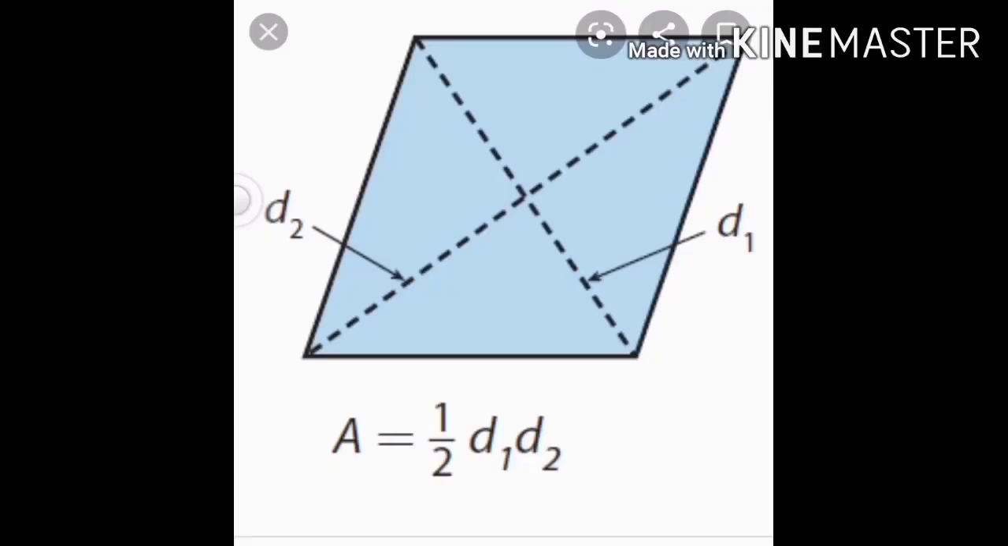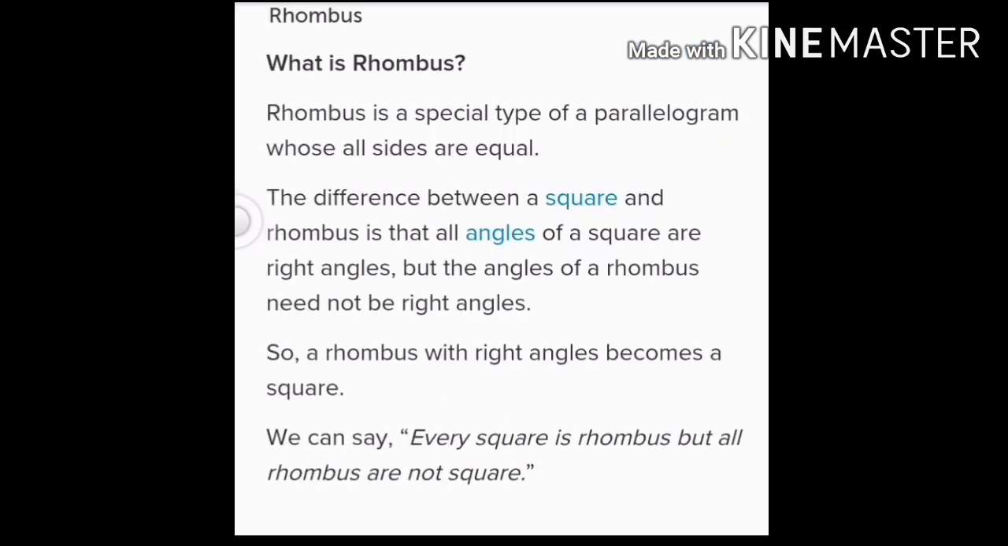Next, let us see the formula to find the area of a rhombus. Here in a rhombus, there are two diagonals. The area of a rhombus is equal to half into d1 into d2. Am I clear? Area of a rhombus is equal to 1 by 2 into d1 into d2.